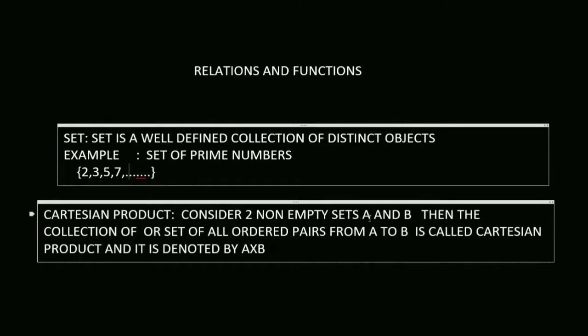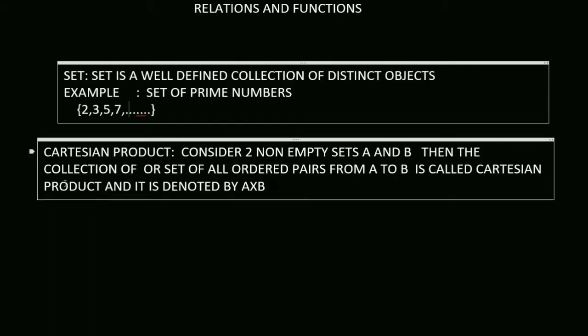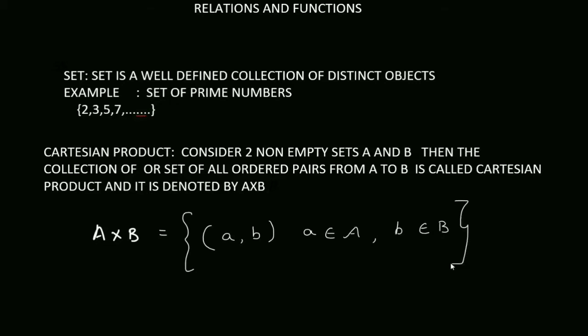Consider two non-empty sets A and B. Then the collection or the set of all the ordered pairs from A to B is called a Cartesian product, and it is denoted by A cross B. A cross B is defined as a set of ordered pairs (a, b) where a belongs to A and b belongs to B. So that is the definition of A cross B.